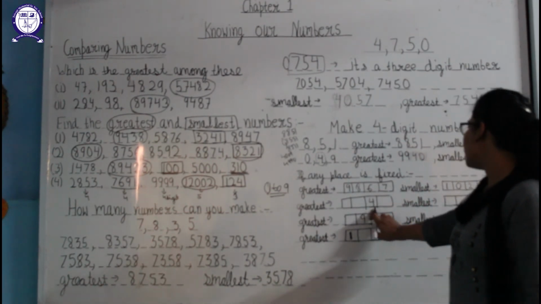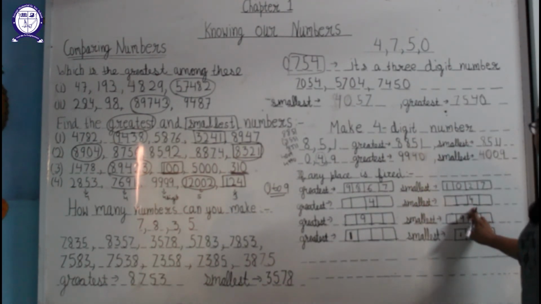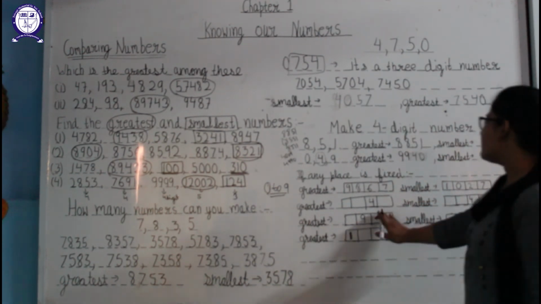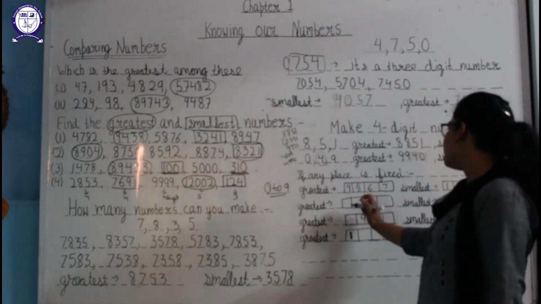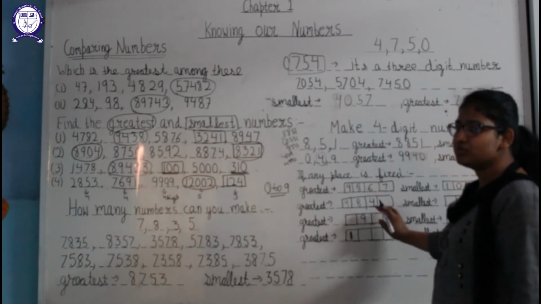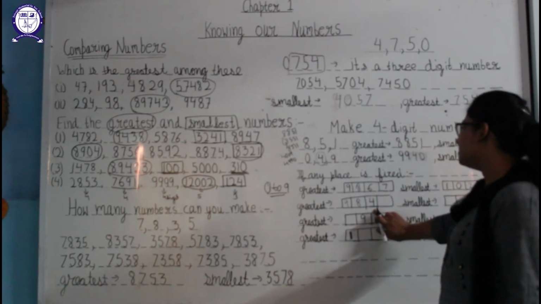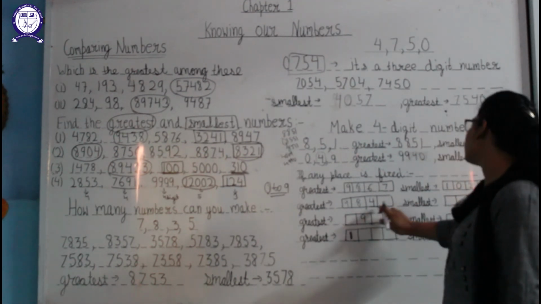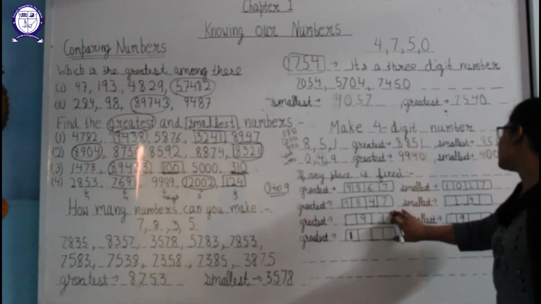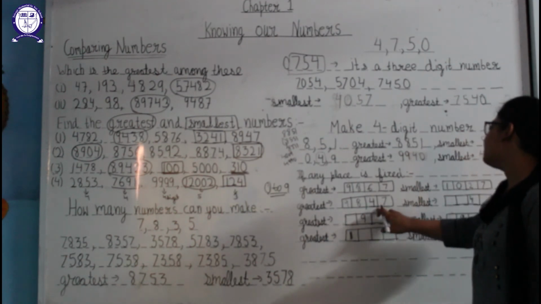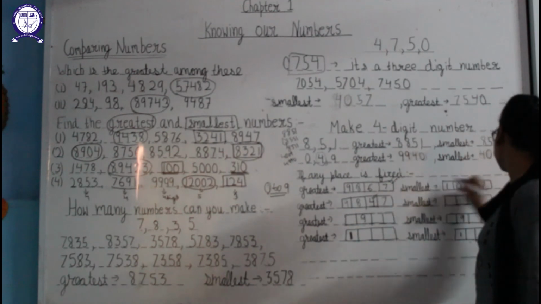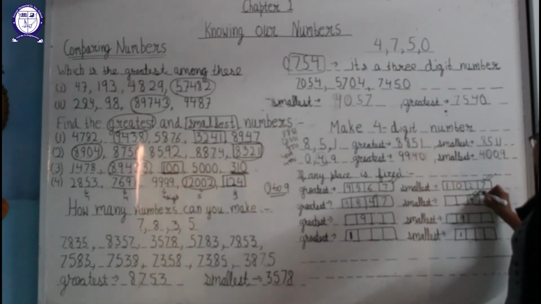Here 4 is placed at the tens place in both the cases, for the greatest one and for the smallest one. Here also we will use the same procedure. We will put 9 at the first place, then 8 at the hundreds place, as we are not using any number twice. The tens place is fixed at 4, and the units place is 7. So the greatest number will be 9, 8, 4, 7, when 4 is fixed here.